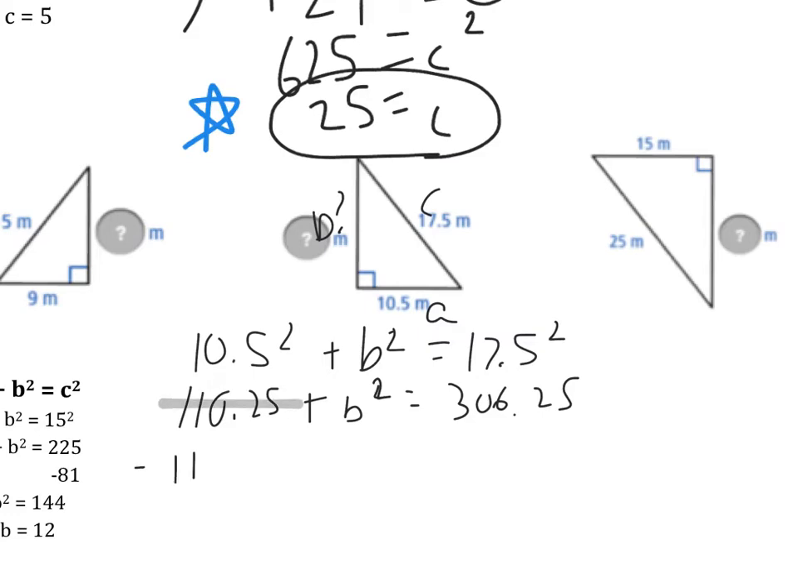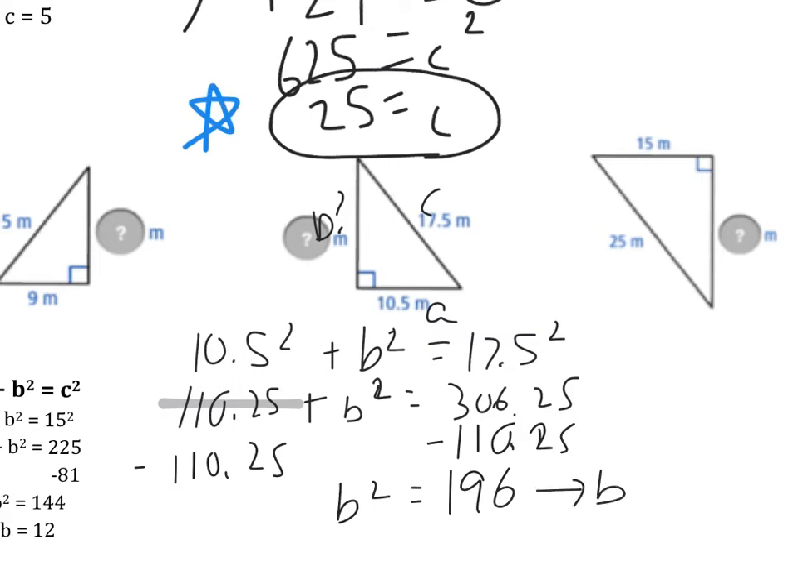I subtract 110.25 from both sides. So when I do that, B squared equals 196. And to get B, I need to square root. So I'll go second x squared, 196, and I get 14 even. B equals 14.